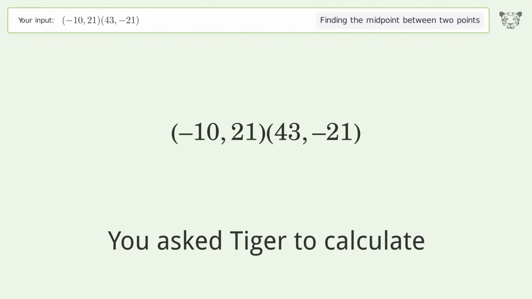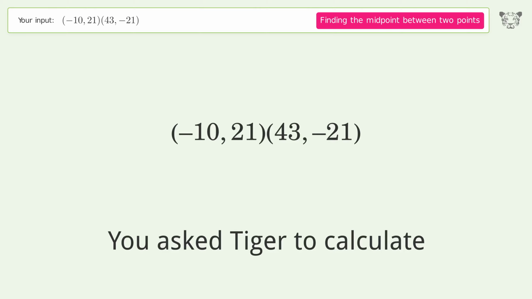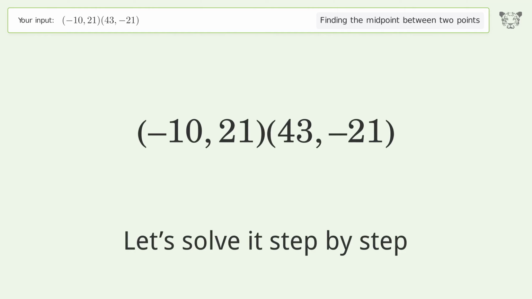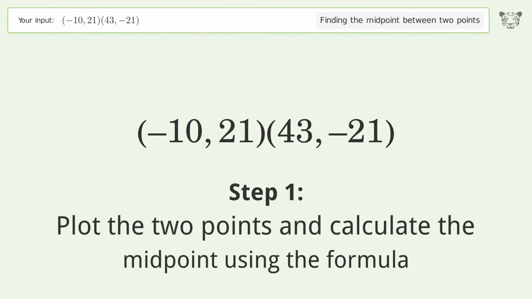You ask Tiger to calculate. This deals with finding the midpoint between 2 points. The midpoint between the 2 points is 16.50. Let's solve it step by step. Plot the 2 points and calculate the midpoint using the formula.